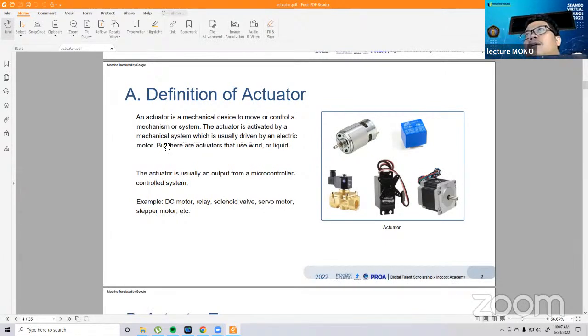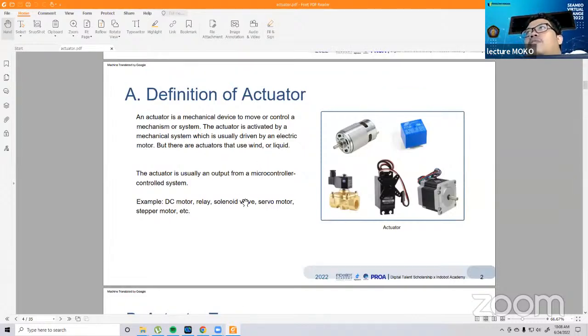For example, some actuators are driven by air. And there is another type of actuator that is driven by liquid. For an actuator driven by air, we call it a pneumatic system, a pneumatic device. And the actuator driven by liquid, we call it a hydraulic device.